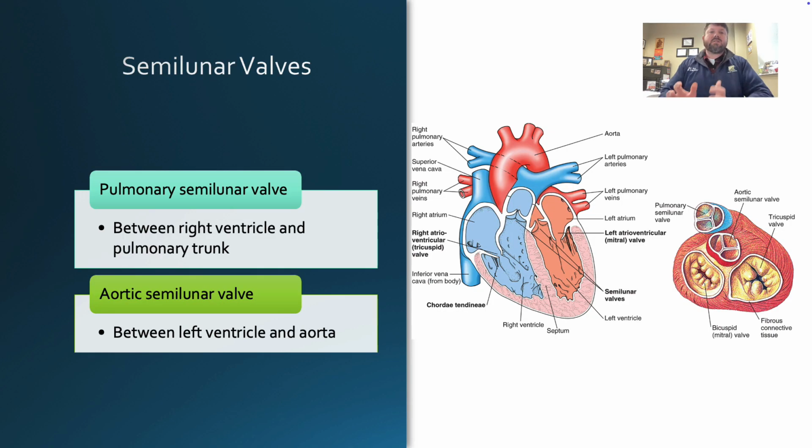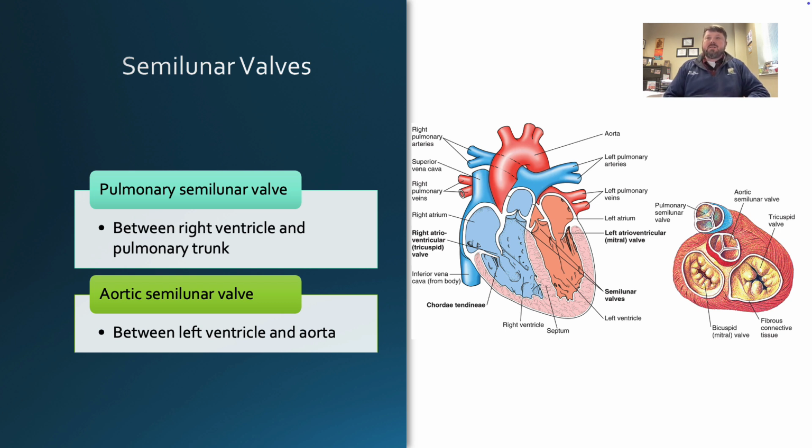So then you have the semi-lunar valves. So the heart has 4 valves. You've got 2 atrioventricular and 2 semi-lunar valves. So semi-lunar valves are going to be between the right ventricle and the pulmonary artery, and the left ventricle and the aorta. To remember these, just think of the name.